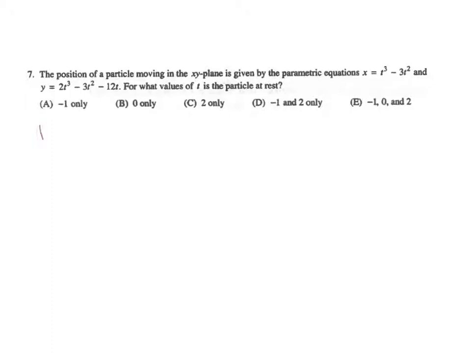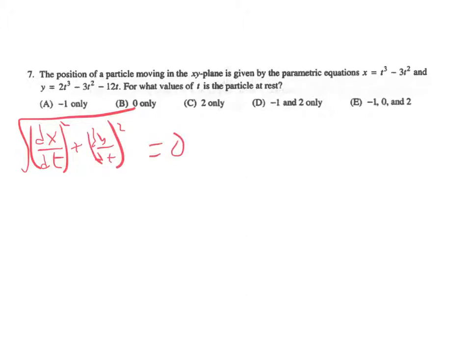But really, the speed is going to be 0 because speed is equal to dx dt squared plus dy dt squared, and we want this to be equal to 0. Well, since both of these are being squared, this can only happen if dx dt equals 0 and dy dt equals 0. Which kind of makes sense. If it's got no left-right direction and no up-down direction, it's going to be at rest.